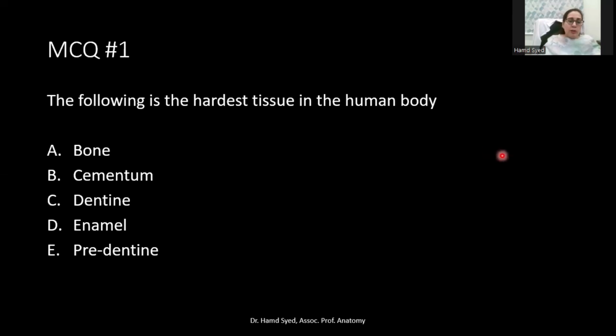So, which is the hardest tissue in the human body? Keep in mind, it's the enamel. It's made of mineralized hydroxyapatite crystals, and therefore it is the hardest substance in the human body.